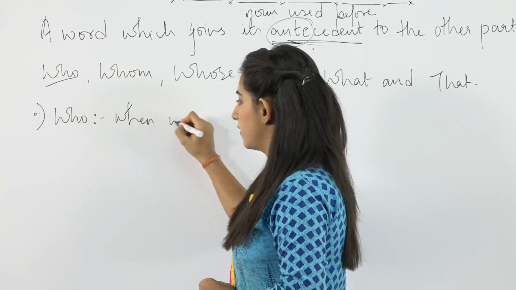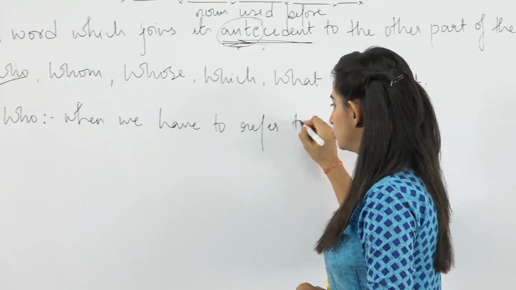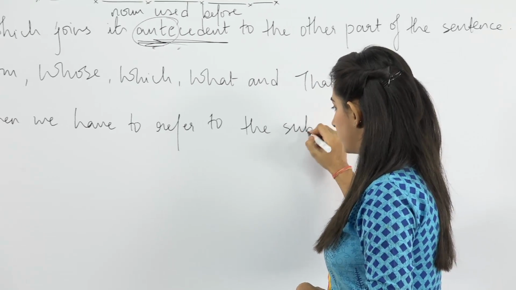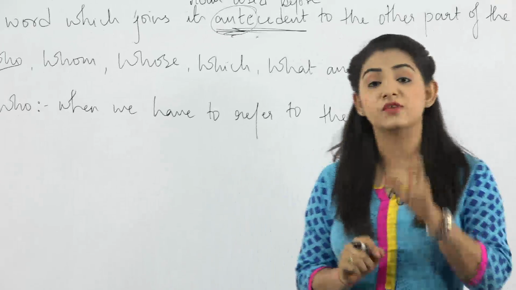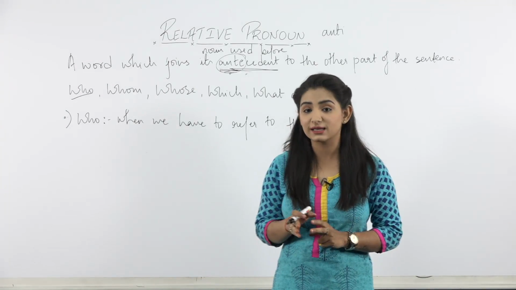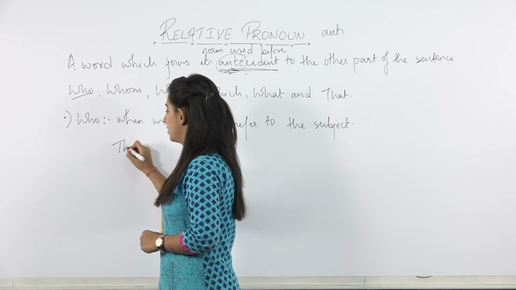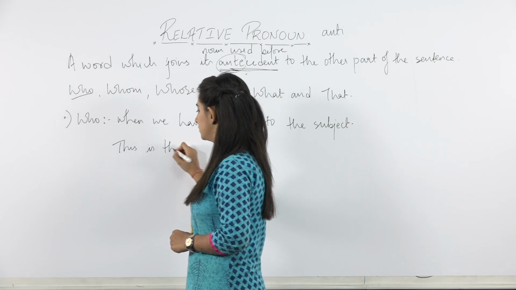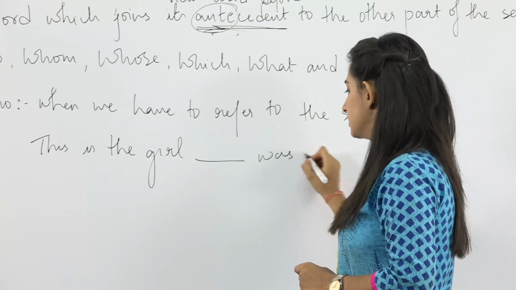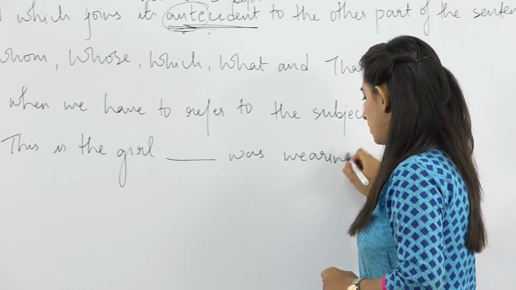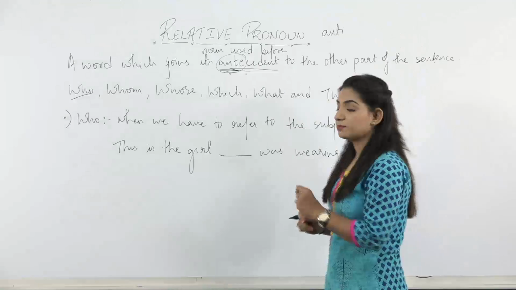When we have to refer to the subject. Whenever we have a subject in the sentence and we have to refer to the subject, in that case we will use who. For example, we can see, this is the girl dash was wearing a red dress. So what shall we place here?